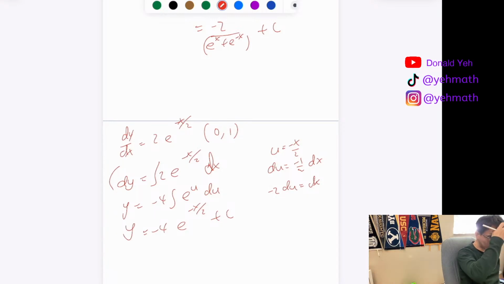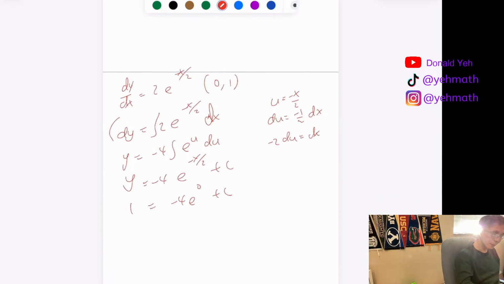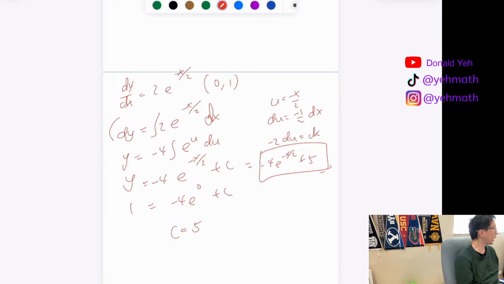And then just plugging in 0 and 1: 1 equals negative 4 e to the 0 plus c. So c is equal to 5, I believe. Is that right? So it's going to be equal to negative 4 e to the negative x over 2 plus 5. So that is your final evaluation. Yeah.